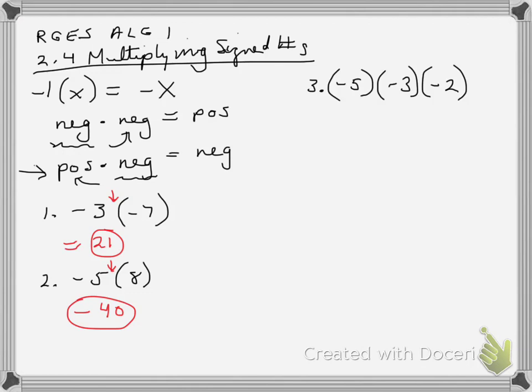Now look what happens here. I've got 3 numbers. I've got a negative times a negative. That will be positive, and then I'll have a positive times a negative, and that will be negative. Another way I could look at this is anytime you have an even number of negatives multiplied together, they will be positive, and if I have an odd number of negatives multiplied, it will be negative. So this is an odd number. The answer will be negative, and all I have to do is multiply the values together. 3 times 2 is 6. 6 times 5 is 30.